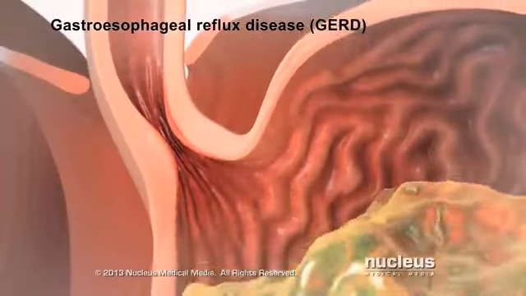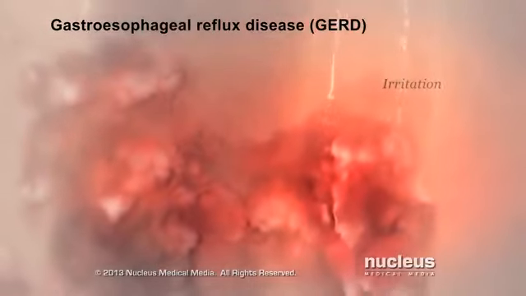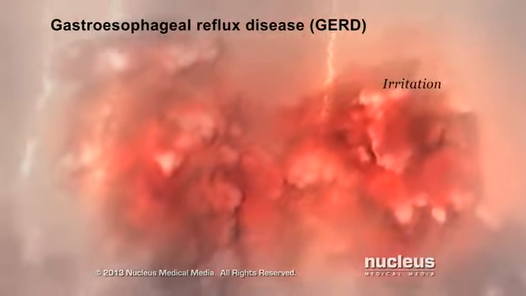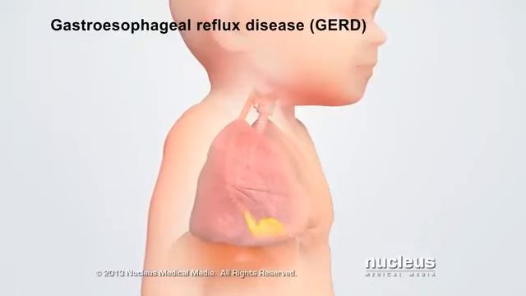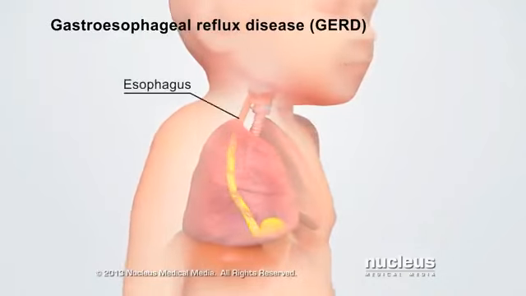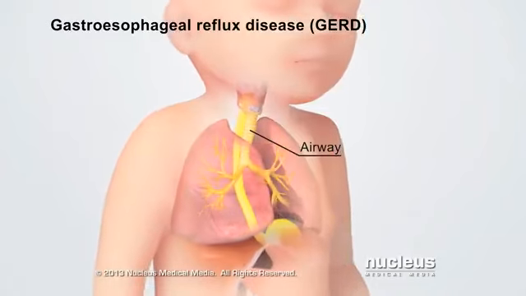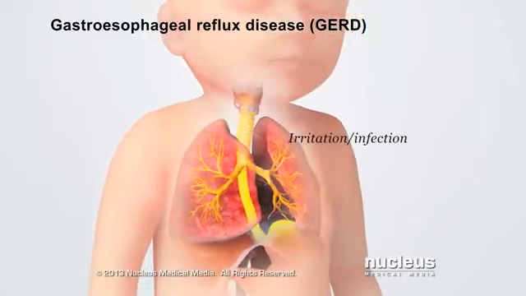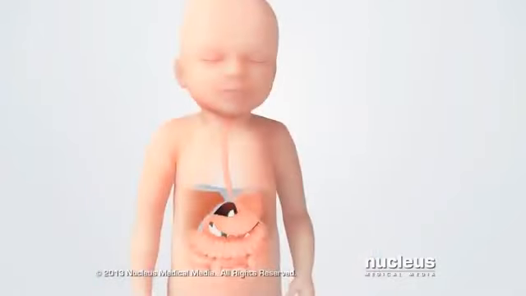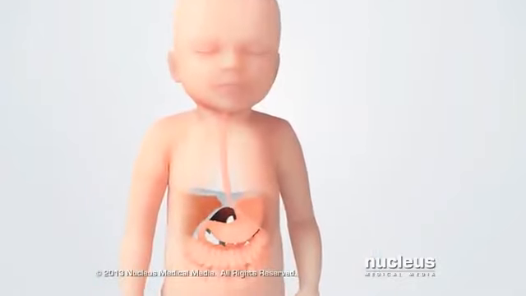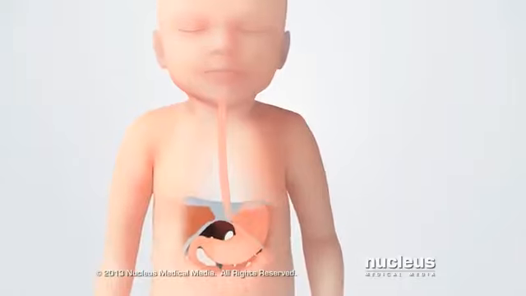If the food refluxes into the esophagus, stomach acid mixed with the food can cause irritation. If the food refluxes all the way up the esophagus, into the throat, and down into the airways, irritation and infection of the airways can also happen. Although spitting up is normal, GERD may require a procedure called fundoplication.